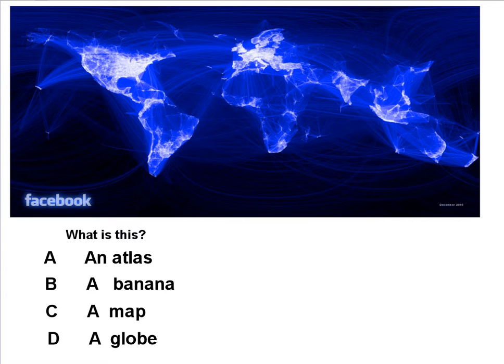We started class by looking at this image and trying to figure out what it is. We thought maybe it could be an atlas, and the answer was no, it's not an atlas because atlases are books, and this is not a book. We wondered if it could be a banana, and the answer is no, it can't be a banana. A banana is a kind of fruit, and this is not a kind of fruit.